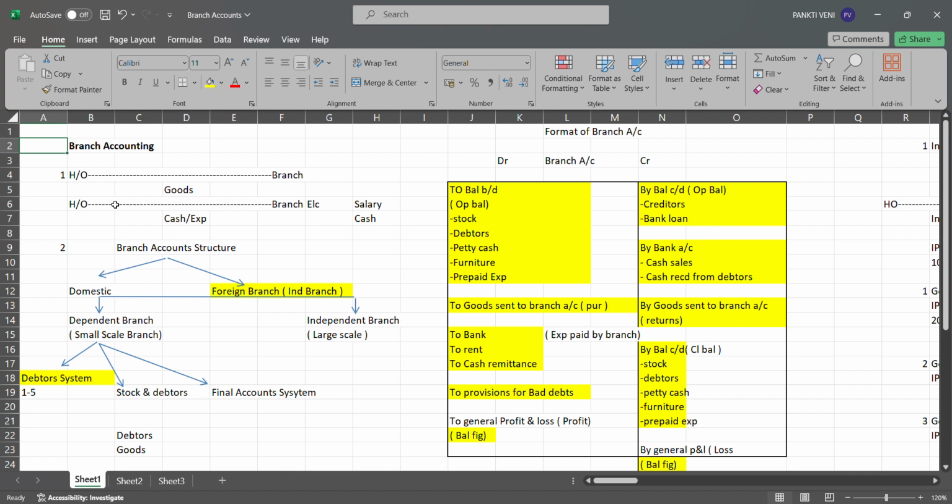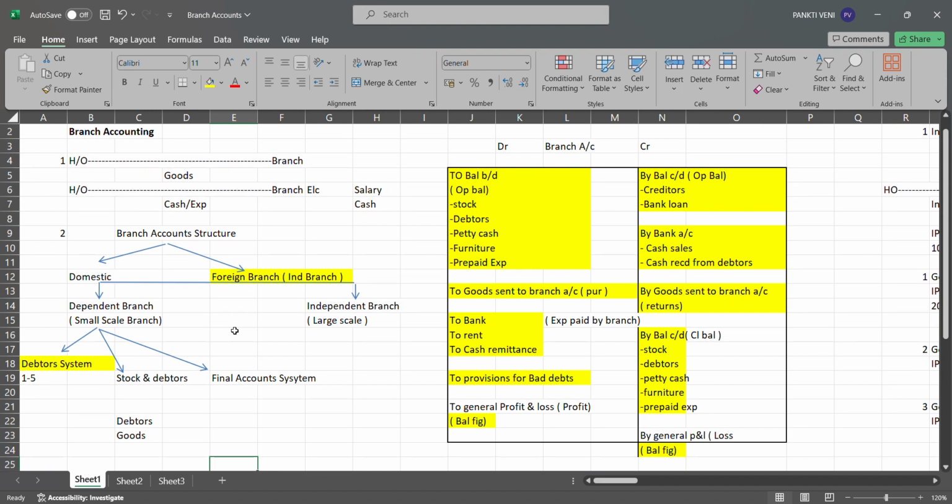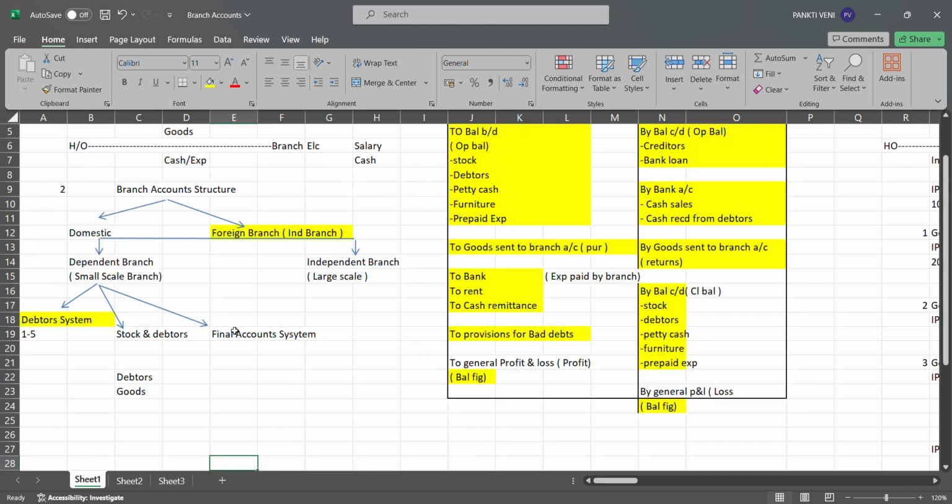Then we have the accounting structure of a branch. We have domestic branch and foreign branch. What is a domestic branch? A domestic branch is a branch which is situated within the country. Say, within India, suppose I have a branch office in Mumbai and the head office in Delhi. That will be regarded as a domestic branch. Now, for foreign branches, two countries are involved. The head office is in Mumbai and the branch is in Singapore. So a foreign branch comes into the picture.